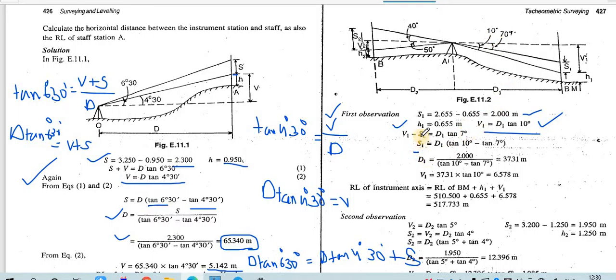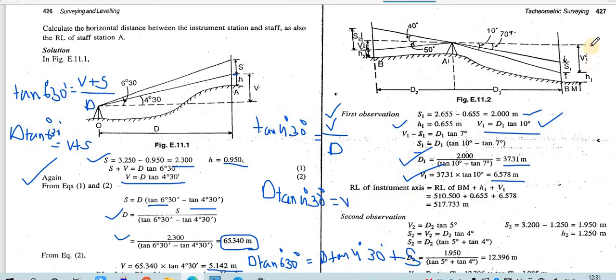Now over here in this V1 we will put this value, D1 into tan theta 1. So this is positive over here, that will become negative over here. So D into tan 10 degree minus tan 7 degree. So the final value of D is coming out to be what? 37.311. So from here we can calculate the vertical height also. V1 is coming out to be what? Put this D term in any one of these equations, you will get the value of V1. So V1 is coming out to be 6.578 meter.